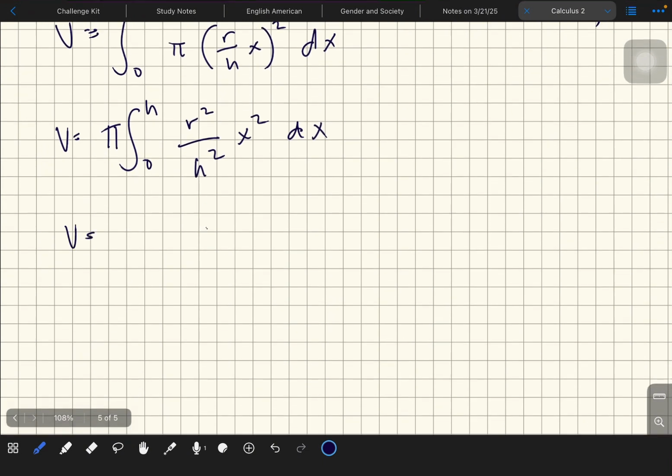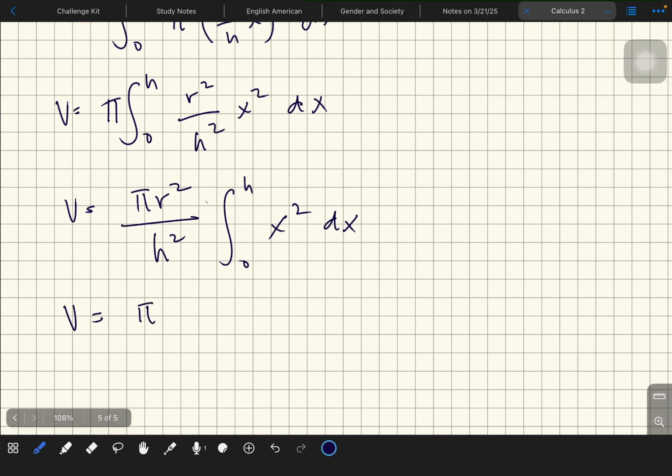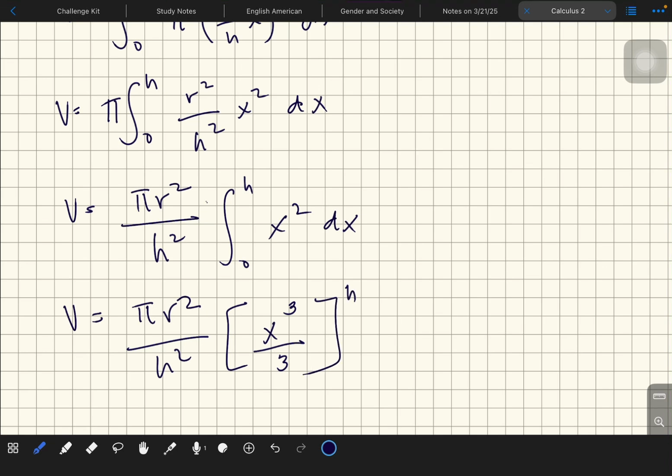So volume is equal to pi r squared over h squared, integral of h and x squared dx. So integrate x squared. Volume is equal to, copy, pi r squared over h squared. The integral of x squared is equal to x cubed over 3. And the boundaries.